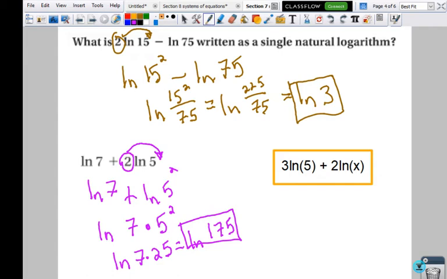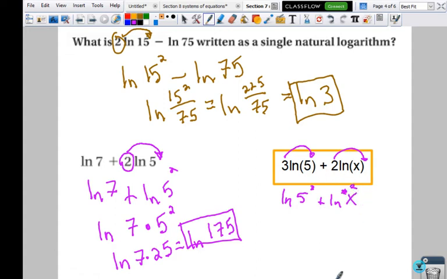All right, let's go over this one. So, what do we say happens with these numbers in front? They become exponents, right? So I'm going to put that in as an exponent, and do the same thing over here. So I have natural log of 5 to the 3rd plus natural log of x squared. Oh, that should be a big X down here. X squared like that.